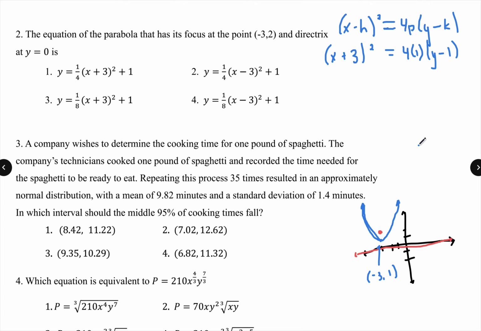So I keep the sign. And then let me solve for y. I want to start by dividing by 4 on both sides. I don't want to do anything with this just because I see the answer choices here.